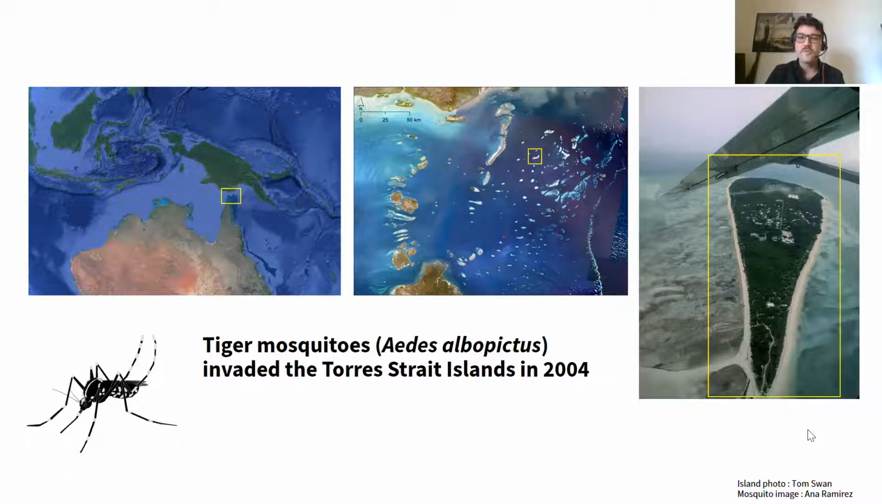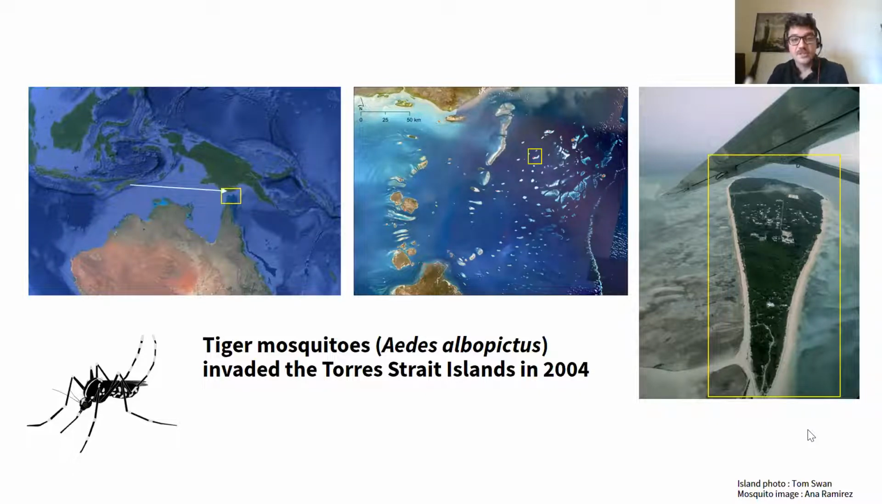But there's a lot of movement. People move by boat, people move by plane between the different islands, between the islands and the Australian mainland, and between the islands to and from Papua New Guinea. And it's actually human movement that spreads these mosquitoes. The mosquitoes are really good at hitching a ride on boats, and also on planes, on trucks, wherever. And that's what's happened here.